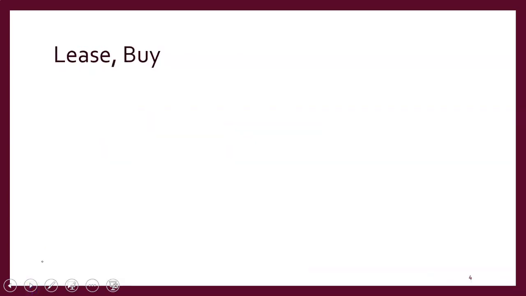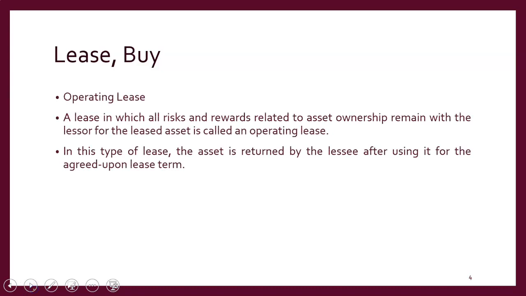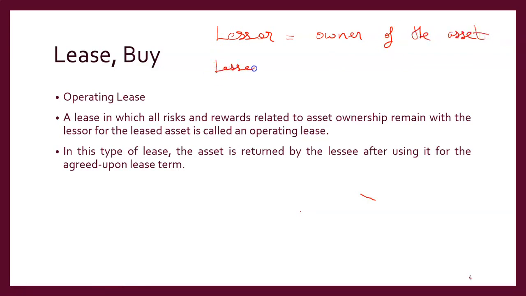So we'll start from lease or buy. We'll have a general understanding about what an operating lease and a finance lease are. Before discussing lease, we'll see who the people involved are. One person is called a lessor, who is the owner of the asset. And there's another person called a lessee, who pays rent to use the asset.